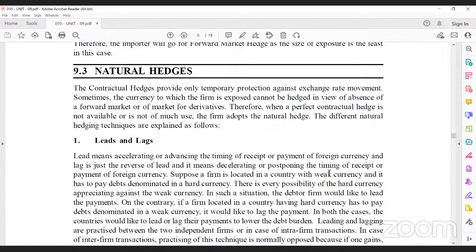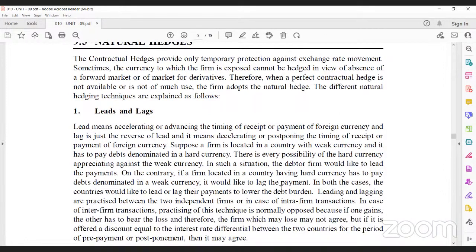Next, we have natural hedges. Under natural hedges, we have a few terms which we often use: leads and lags. Lead is the timing of receipt or payment of foreign currency, and lag is the reverse of lead, which means postponing the time. Lead means preponing and lag means postponing of receipts or payments of foreign currency. Remember, leads and lags. Lead means preponing, lags means postponing.